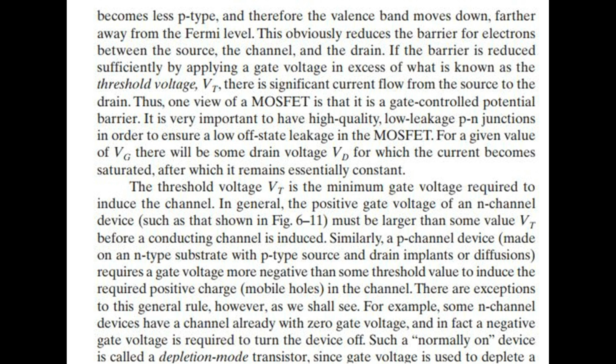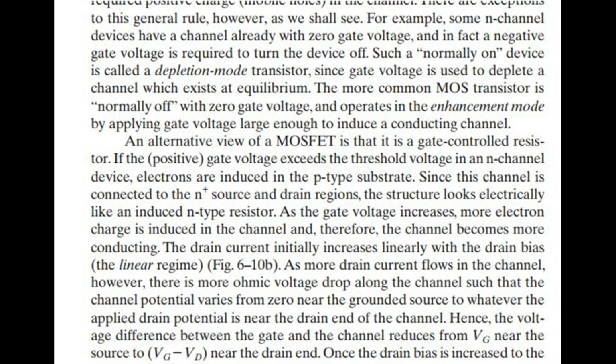Such a normally on device is called a depletion mode transistor, since gate voltage is used to deplete a channel which exists at equilibrium. The more common MOS transistor is normally off with zero gate voltage, and operates in the enhancement mode by applying gate voltage large enough to induce a conducting channel. An alternative view of a MOSFET is that it is a gate-controlled resistor.